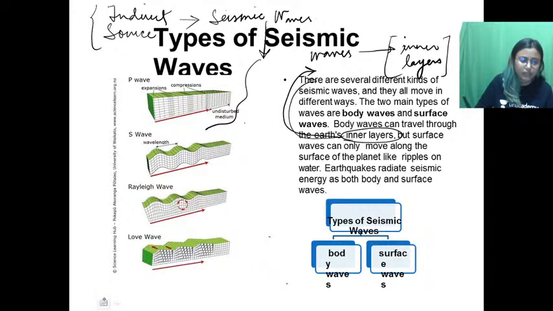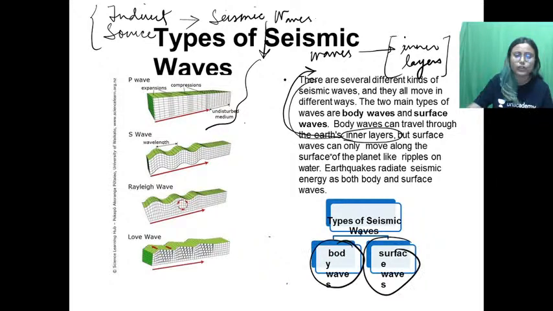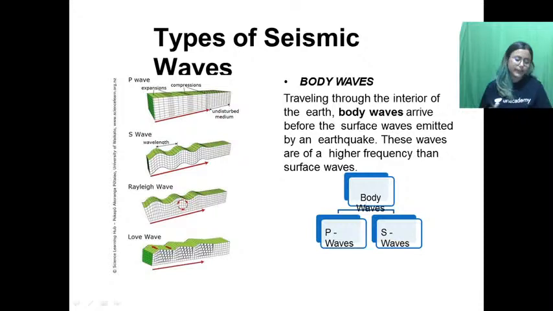Now the seismic waves can be divided into two types. See, here it is body wave and surface wave. Surface waves only travel on the surface, right? And earthquakes radiate seismic energy as both body and surface waves. Now, body waves, more important. Body waves are the waves which travel inside the body of the earth, the interior of the earth, and they can be categorized into two types, P waves and S waves. Now what are P waves?